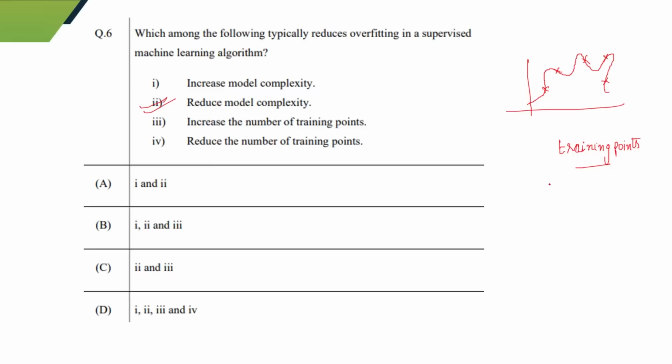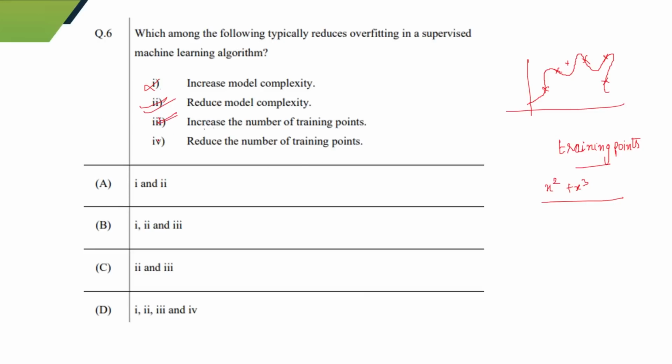So let's say if I have taken x square, x cube, so many terms, I can decrease those terms, or I can add a regularization parameter to decrease the model complexity. So that's why the first option cannot be correct. So second would be to reduce model complexity. And it's saying to increase the number of training points. Yeah, that would be true. If I increase the number of training points, that would help me get a better idea about the data set, right? So third would be correct.